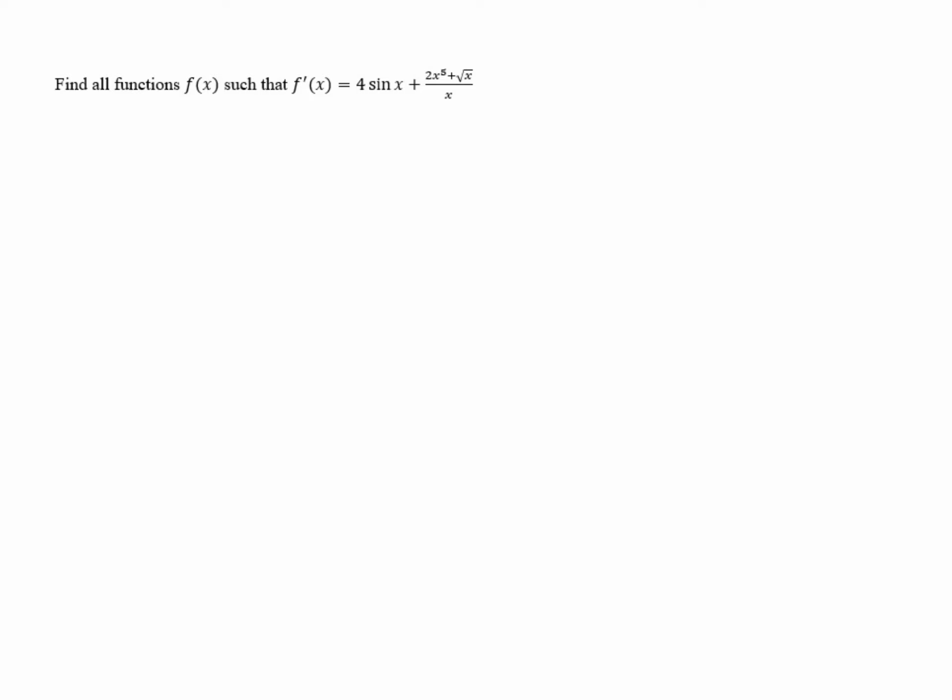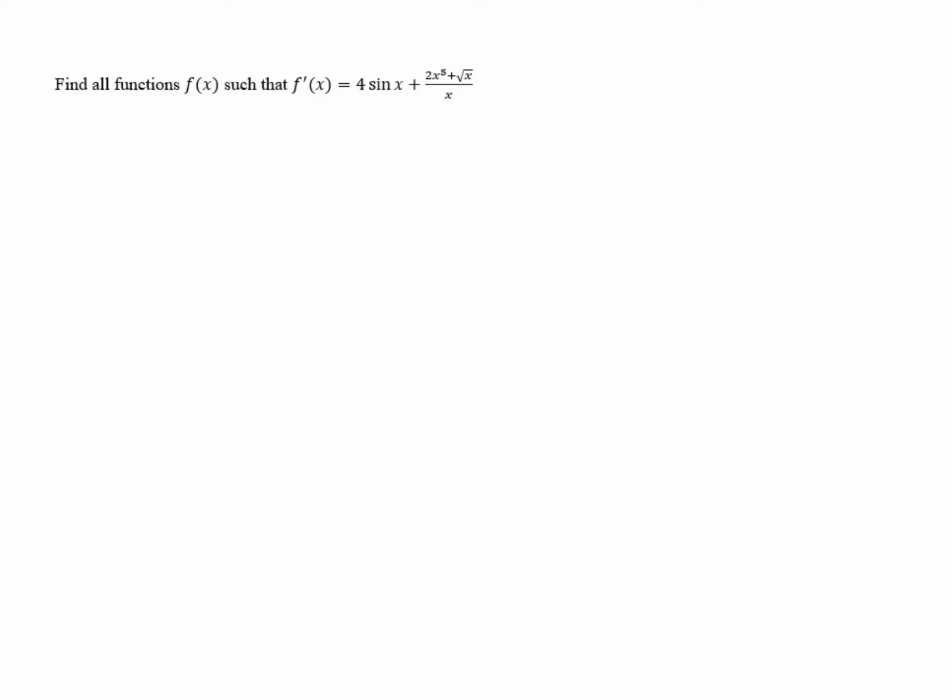Find all functions f of x such that f prime of x equals 4 sine of x plus 2x to the fifth plus the square root of x, all over x. Now there's a lot going on here, but there's a couple of things I want to think about. We are asked to find a function with a given derivative. So what we are doing is we are anti-differentiating, right? We're given the derivative, we want the original function, so we are anti-differentiating.